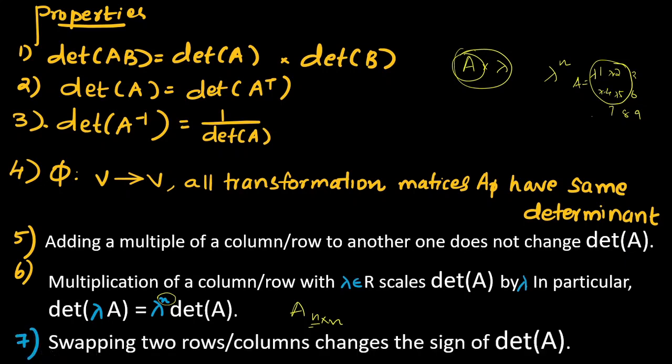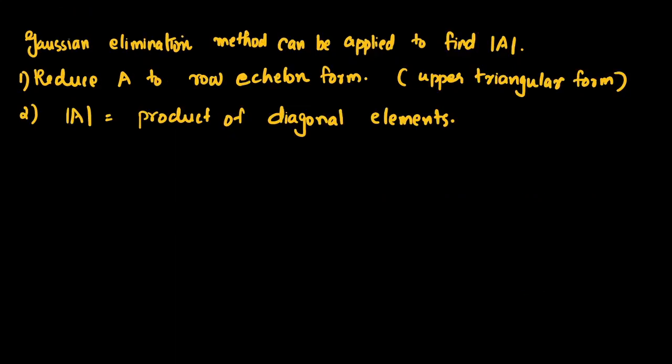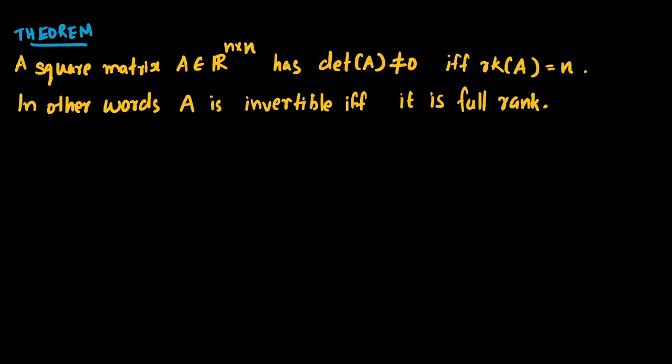Then swapping two rows or columns changes the sign of the determinant of A. Gaussian elimination can be applied to find the determinant of A. That means we can reduce the matrix into row echelon form, the upper triangular form. Then the determinant of A is the product of the diagonal elements. So that is the best approach to find the determinant of higher dimensional matrices.